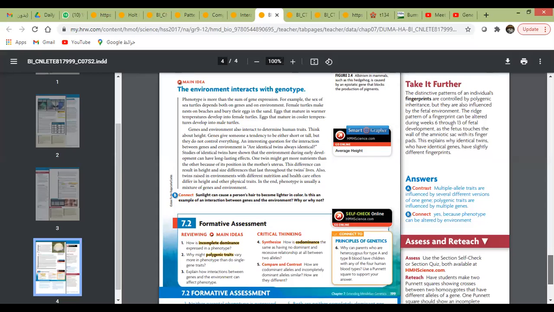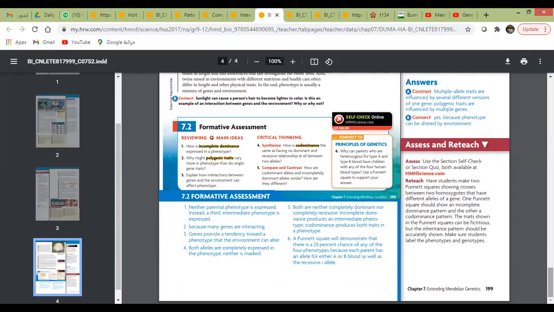Thank you, مراد. Explain how interactions between genes and the environment can affect the phenotype. هذا انا حجاوبه. لما يصير عندي interaction بين الجينز والenvironment, genes provide a tendency towards a phenotype that the environment can alter. هلا انا هذا ما بدي اياه السؤال بهذه الطريقه، بدي تفهم انت انه الenvironment ممكن تعمل interaction مع الجين and affect the phenotype وتعطي examples عليها بس.